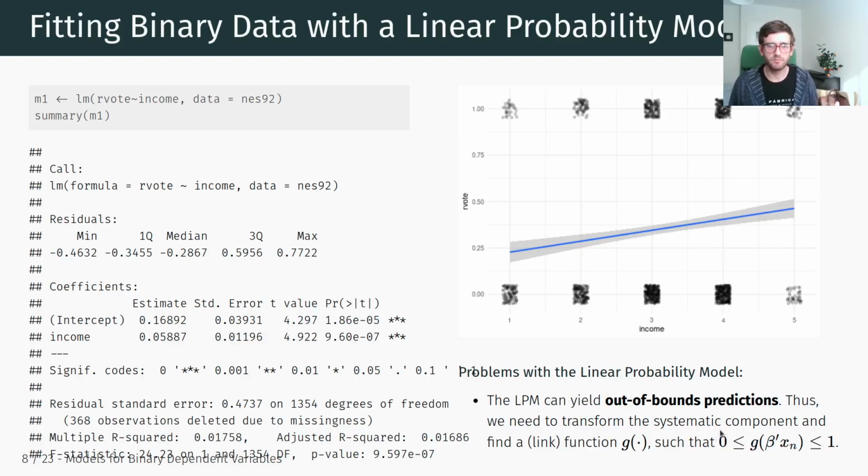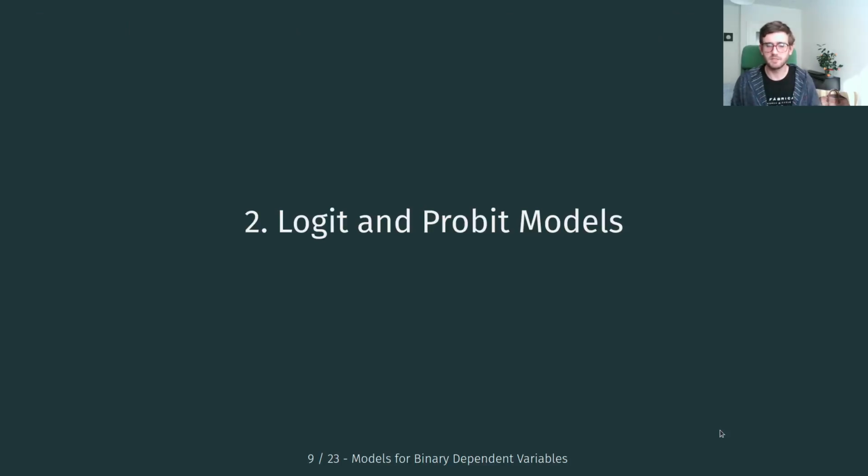And how we do that and what different functions we can use for g of x is going to be the topic for the next video, where we're going to talk about logit and probit models, which do exactly that, which provide this link function to prevent out-of-bound predictions.